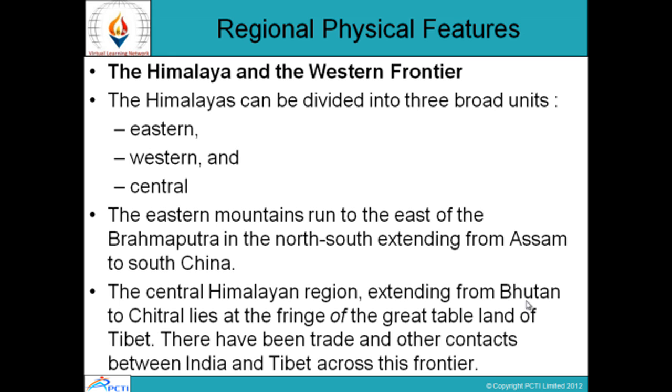Regional physical features. The Himalaya and the Western frontier. The Himalayas can be divided into three broad units: Eastern, Western, and Central. The eastern mountains run to the east of the Brahmaputra in the north-south, extending from Assam to South China. The central Himalayan region, extending from Bhutan to Chitral, lies at the fringe of the Great Tableland of Tibet. There have been trade and other contacts between India and Tibet across the frontier.